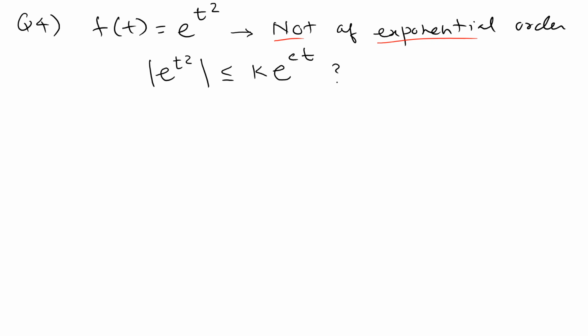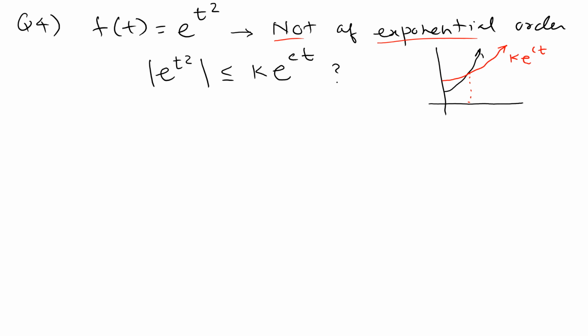The reason is, if you look at the graph of these two, e to the t squared grows like this, and then k e to the ct. k is just a constant, so it can be anywhere. It can grow a little slower than that, so it's still exponential. It can be like this. You can see that after some time, e to the t squared grows much faster compared to k e to the ct. So that's the problem. It's going to grow much faster. That means the integral does not converge in this case.